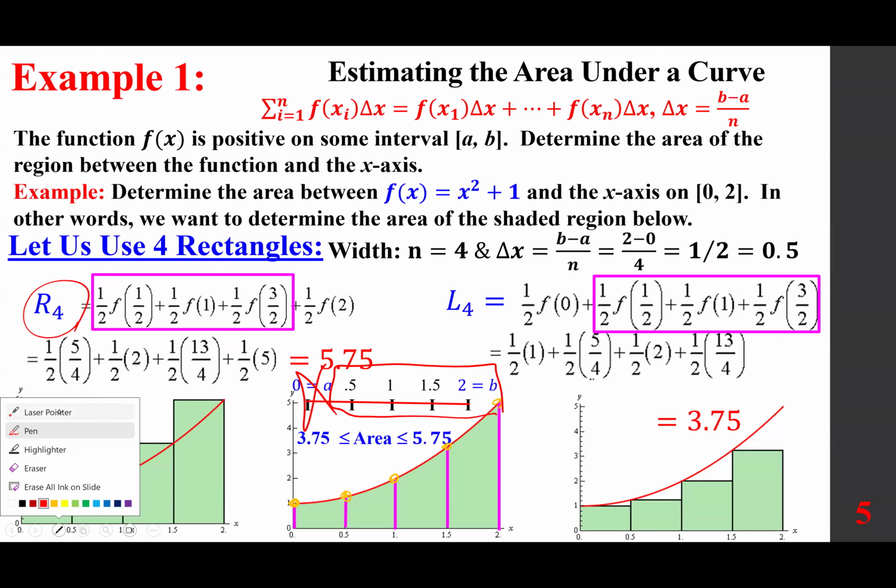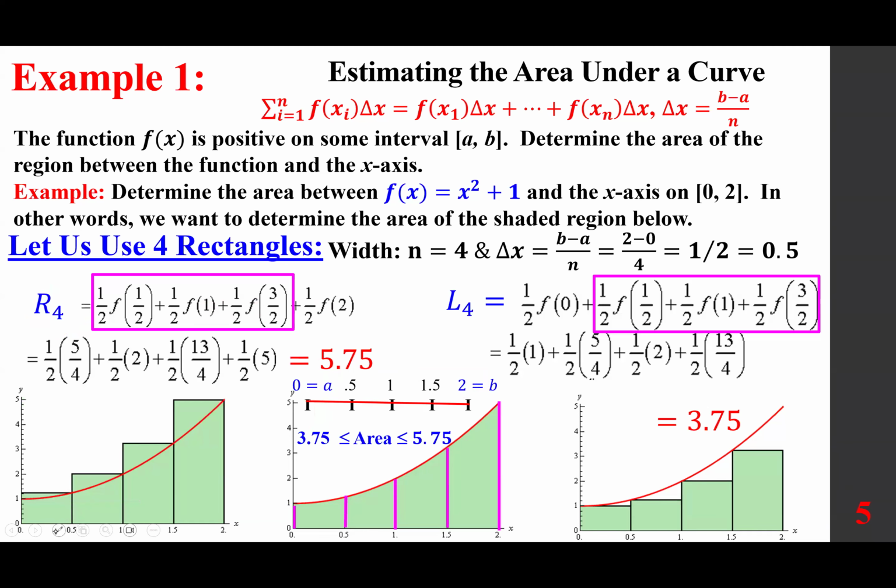Notice f of 0.5 or 1 half, f of 1, f of 3 halves, or 1.5, f of 2. For the left endpoints, don't use this one, use the rest of it. Okay, this is one easy way to see how the height or the functional value are calculated.